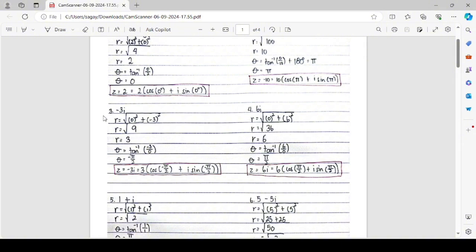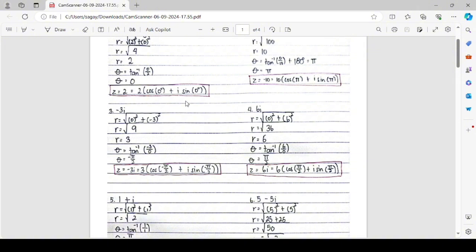Number 3's given is y this time. So r equals the square root of x, which is not given, so it will become 0 squared, plus negative 3 squared, because it's y. So we get the square root of 9. Then the square root of 9 is 3.